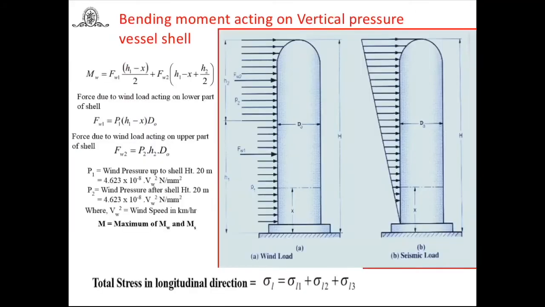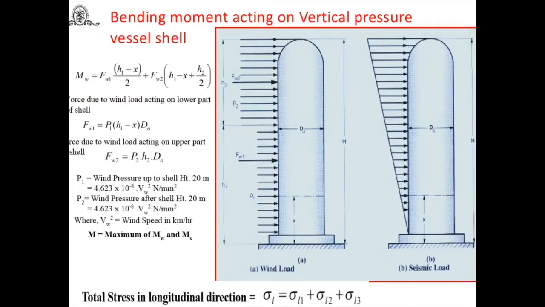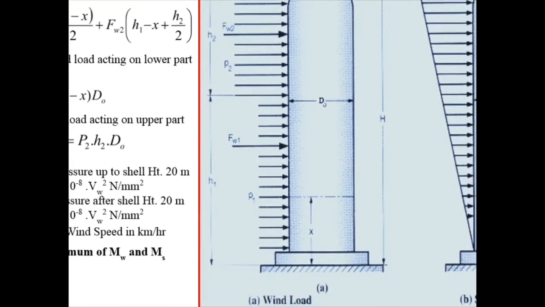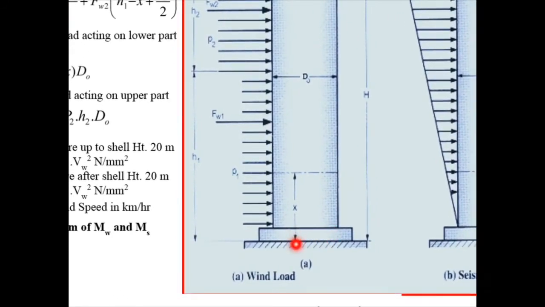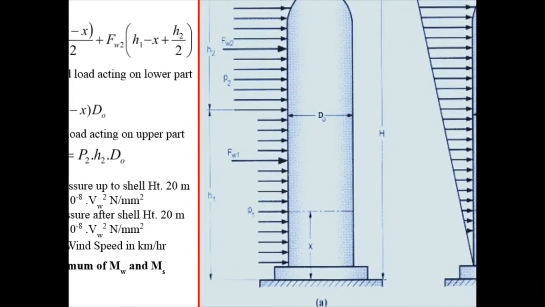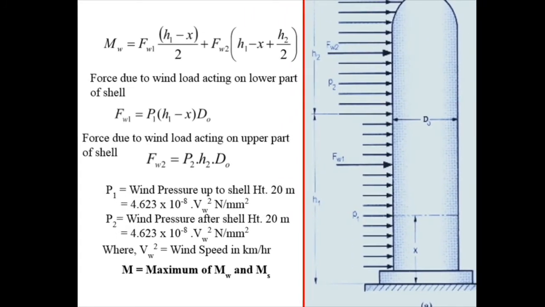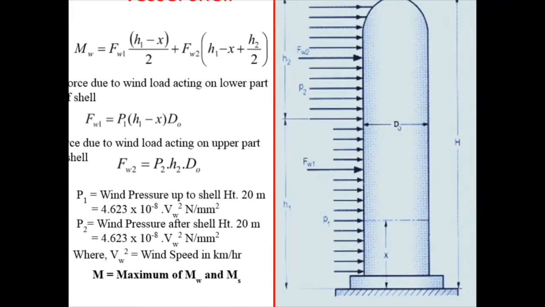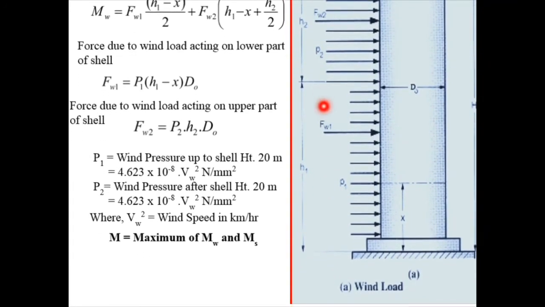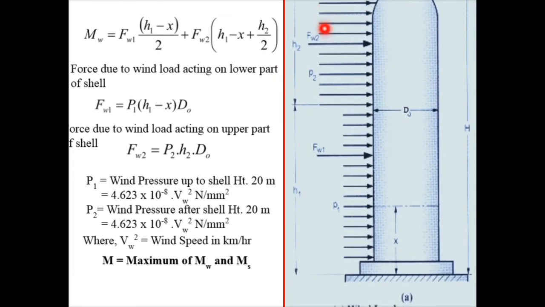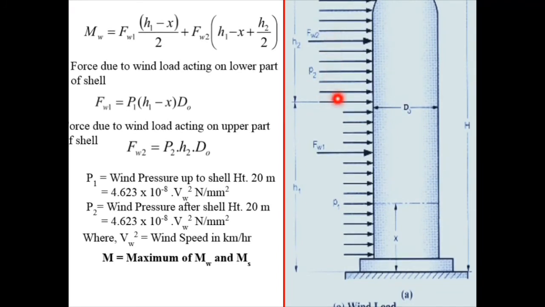Similarly, if the pressure vessel is vertical, what to do? If it's vertical, look at this. In this case you will find it is mounted on the ground. Again from this x distance here we are going to find out the bending moment. Here you will find this pressure is P1, this is P2, and because of the wind flow, H1 is the height we have to consider for the bottom of this pressure vessel, the force due to wind load acting on the lower part, and H2 for the upper part, the force due to the wind load acting on the upper part.